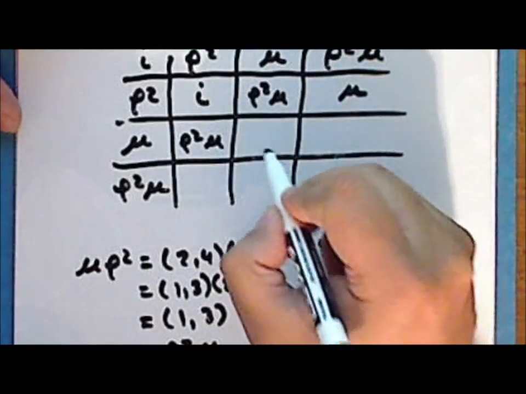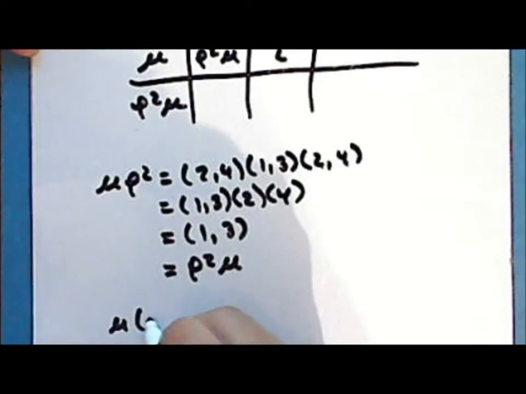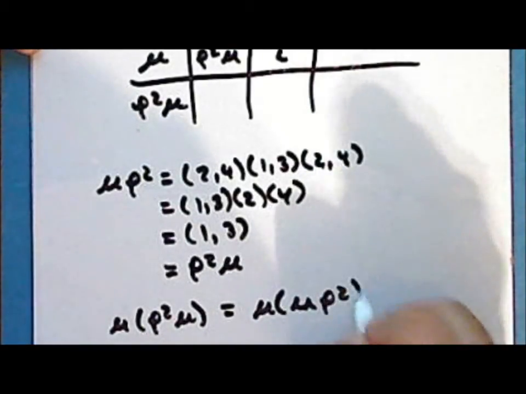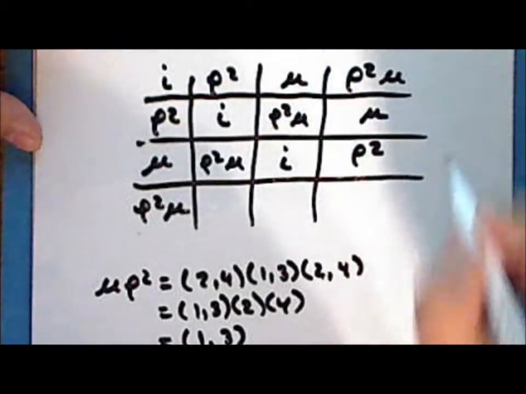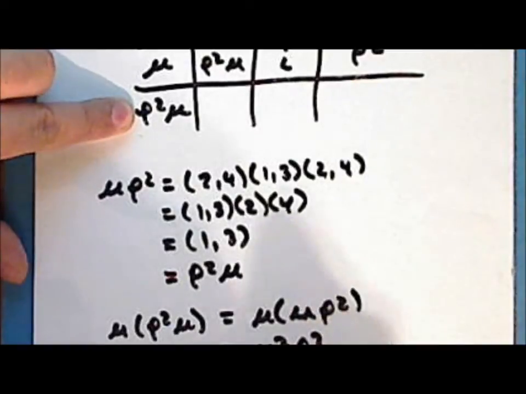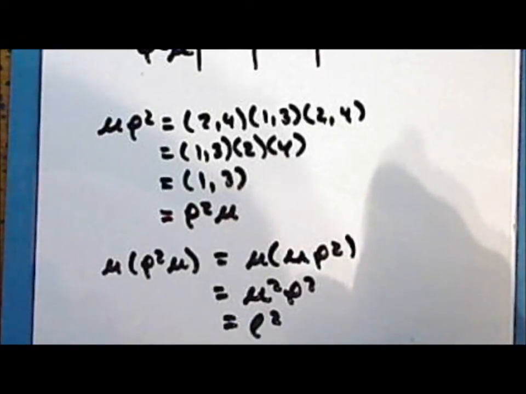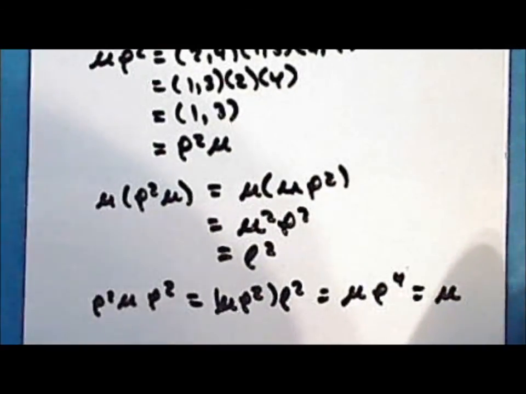Notice that this is the same as rho squared times mu, so mu times rho squared is rho squared times mu. Mu times mu is mu squared, which is identity, and mu times rho squared times mu is the same as mu times rho squared, which is mu squared times rho squared, which is rho squared. Rho squared times mu times rho squared is the same as mu times rho squared times rho squared, which is mu times rho to the 4th power, which is mu times identity. So we have mu.